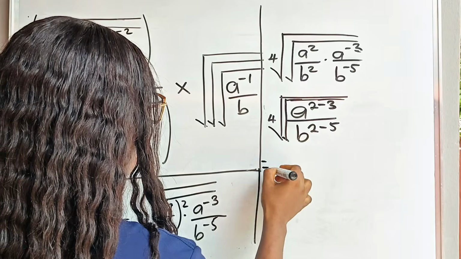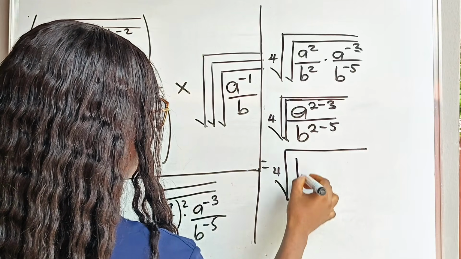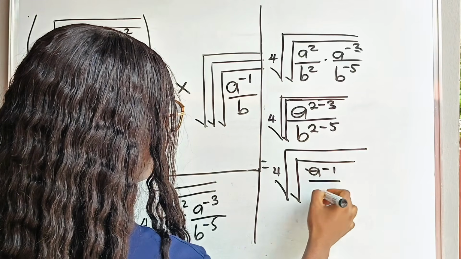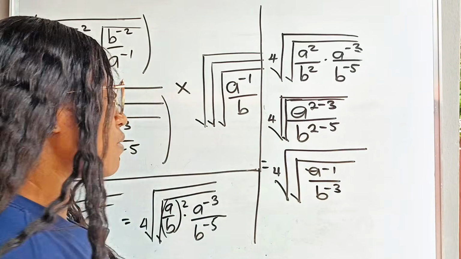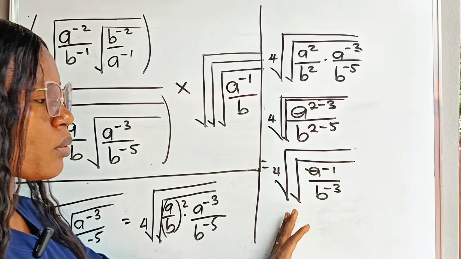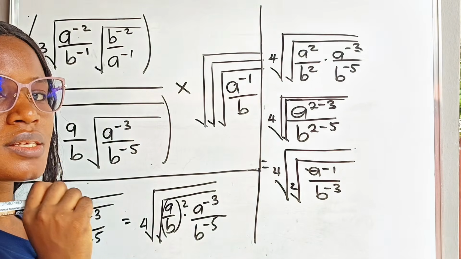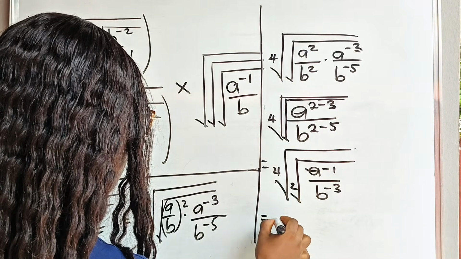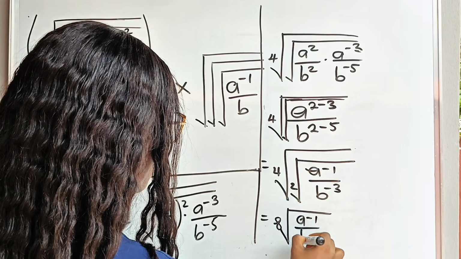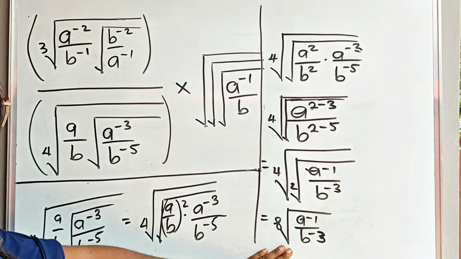Okay, so this is equal to the fourth root of the square root of a to the power of negative 1 divided by b to the power of negative 3. Now, just like the other one, this is a square root. 4 times 2 is 8. So this is actually the same thing as the 8th root of a to the power of negative 1 over b to the power of negative 3. So we are going to stop here for the denominator.